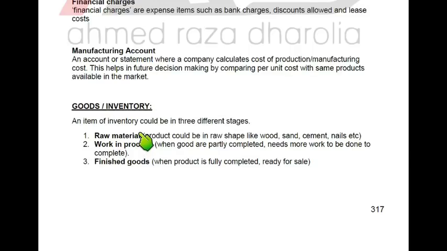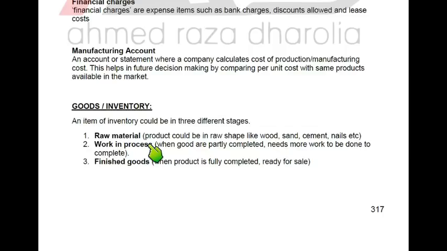Raw material is the ingredients or components that are used to make a particular product, such as plastic, metals, wood, chemicals, ink. These are all raw materials. Cement. Then we have work in progress.